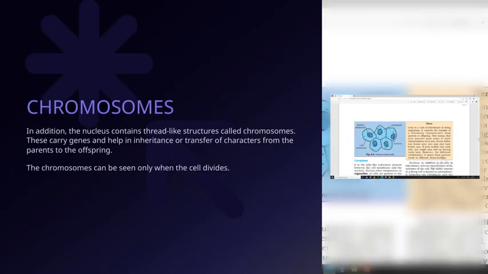Now, in addition to the nucleus, there are these thread-like structures called chromosomes. These are really important because they carry genes, which are like the instructions for building and functioning of living organisms. Essentially, chromosomes play a key role in inheritance, helping transfer characters from parents to their offspring. What's interesting is that we can only see these chromosomes when the cell is dividing. During this process, the chromosomes become visible under a microscope because they condense and become more distinct.